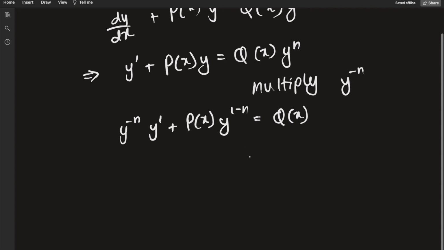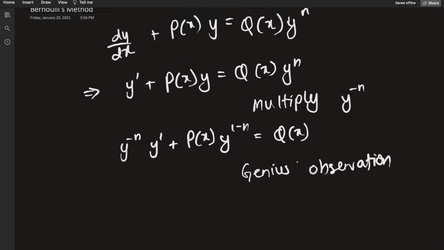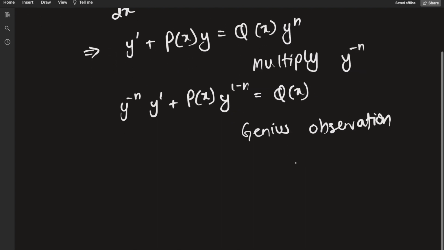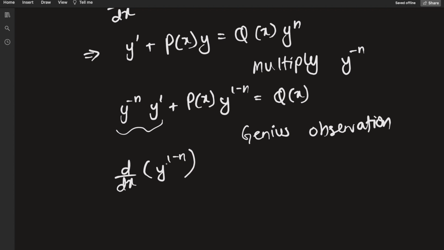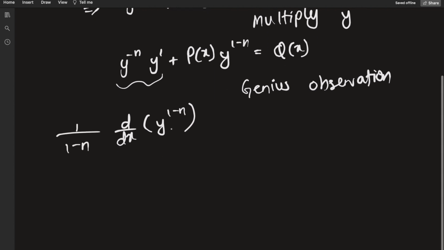Fine. Now here's a $1 million observation. Here's the most genius observation ever. You could only multiply by y raised to negative n if you knew this observation, but in any case, this is a genius observation. Notice that this first term over here is the derivative with respect to x of y raised to 1 minus n. Of course, you divide by 1 minus n, because if you try taking the derivative of this guy, you end up with 1 minus n, which cancels out with the denominator, and you get y raised to negative n. You subtract a negative, you remove a 1 from the power, times y prime by the chain rule, which is precisely this first term.